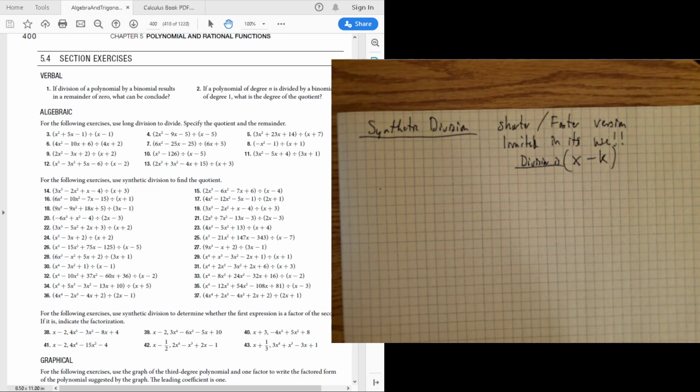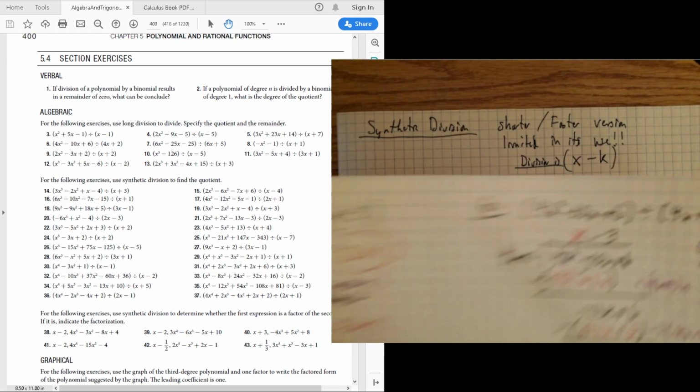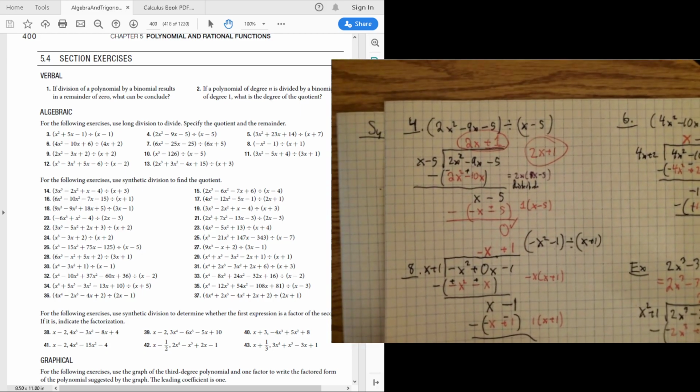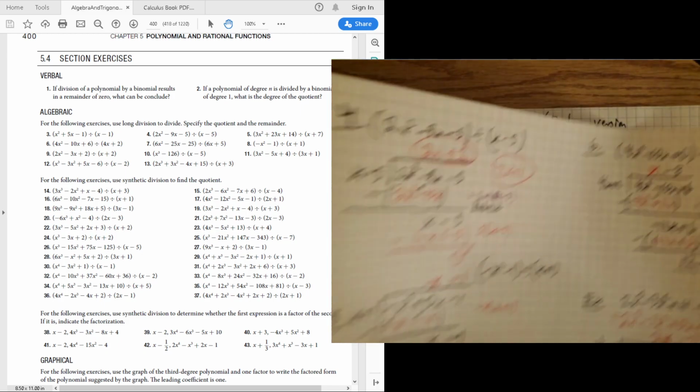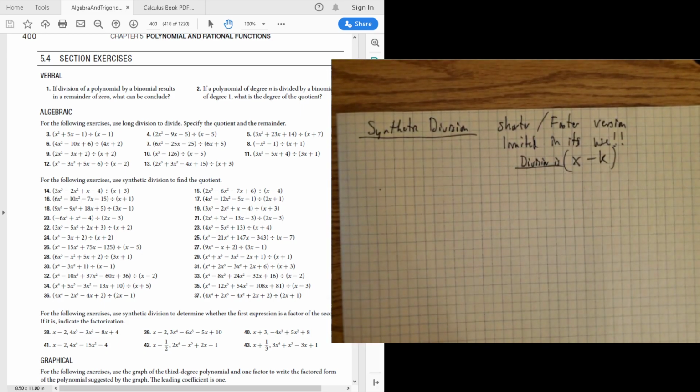But synthetic division is a faster and easier way to write them. And many people like synthetic division compared to long division because if you look at this, there's a lot of writing with long division. It's got a lot of pieces to it. Has a lot of parts floating around. It's a lot harder to do it. At this point in time, let's talk about synthetic division.